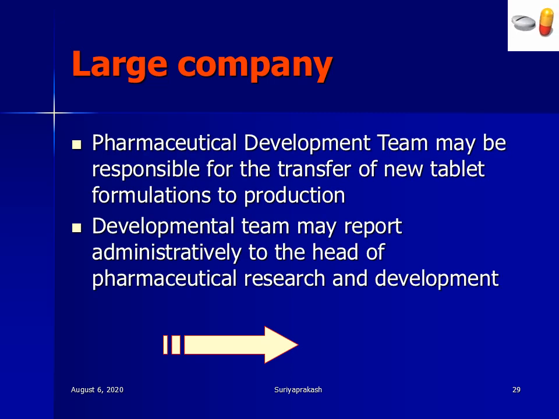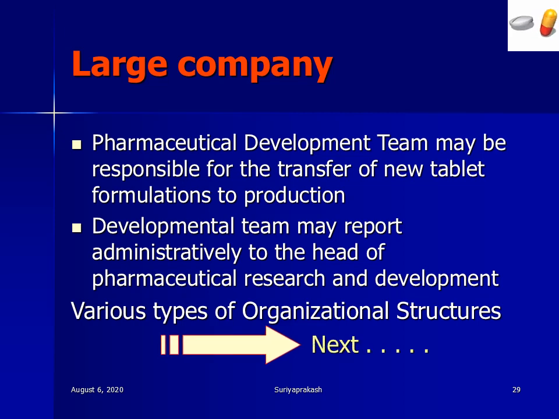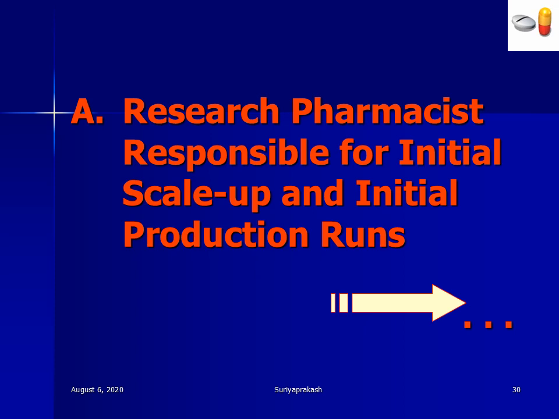Pharmaceutical development team may be responsible for the transfer of new formulations to production. Developmental team may report. See, these are all, don't worry about all these things. Various organizational structures. So now there are three types of organizational structures, right? Three types. Now first one is research pharmacist, responsible for initial scale up and initial production runs.